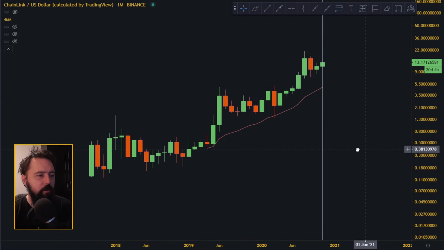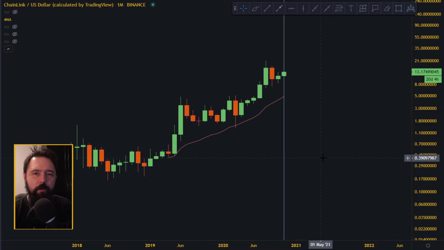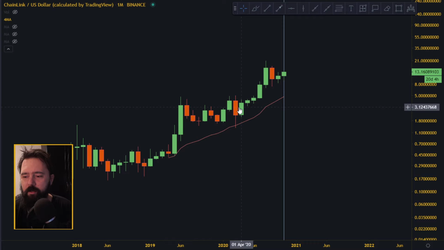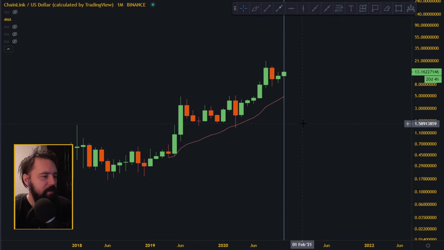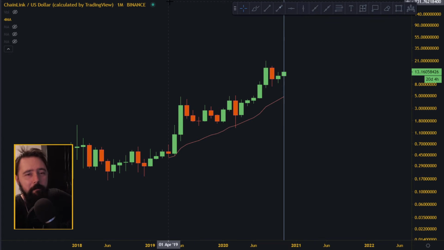First of all, we're gonna look at Chainlink on the monthly. There's the 20 MA, moving average. It's above the 20 moving average, so all good. I mean, you cannot be worried about this. It's above 20. I mean, if you don't own Link, you want it to go down so you can buy.